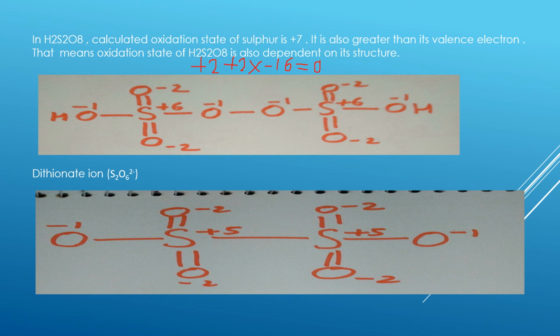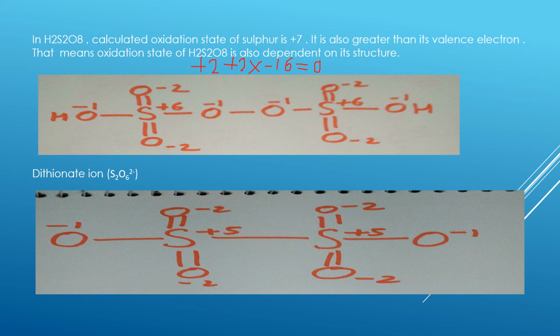This is -1. On this oxygen also the charge is -1. Here these both are oxides, so -2 and -2. So finally +6, and the same thing is followed for this sulfur also. Now move to S2O6 2-.